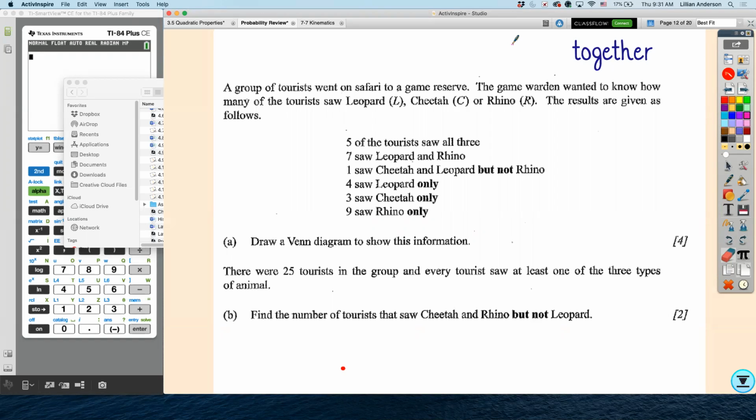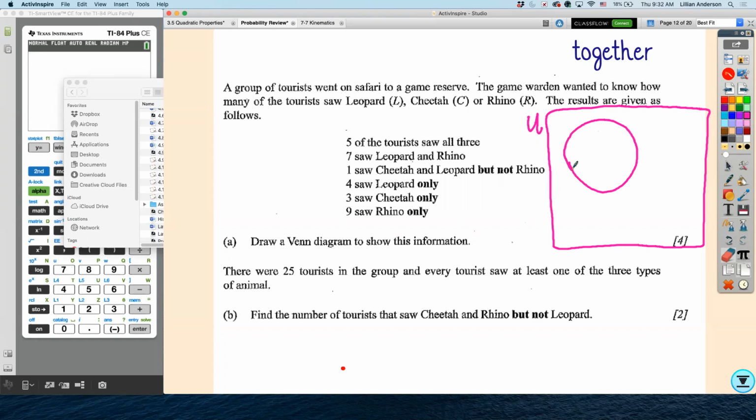Venn diagram. That means I need that box that has a what on the outside? Don't forget it. How many circles should I have on the inside? 3. Should they be intersecting with each other? Yes. The reason they should be intersecting is because we know that 5 tourists saw all 3. So that means there's an intersection between all 3 of them.